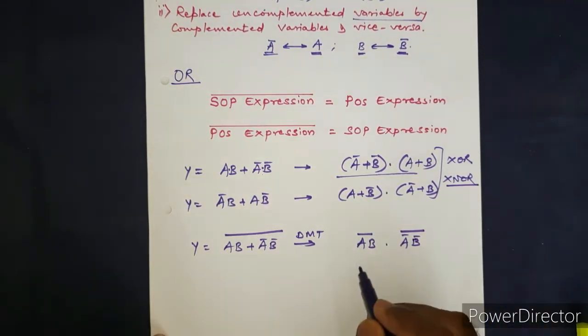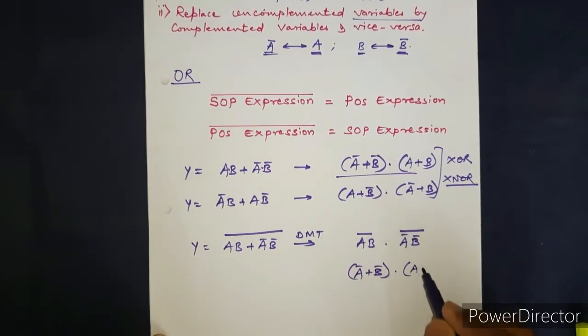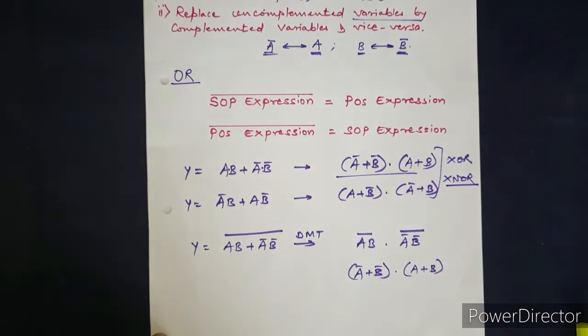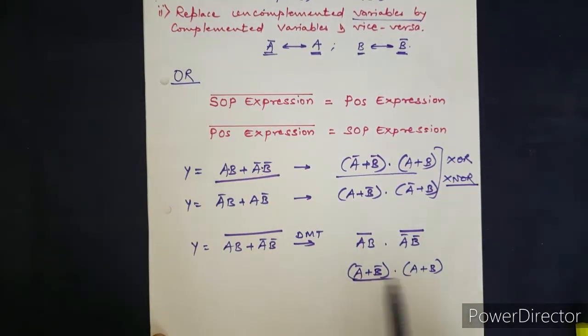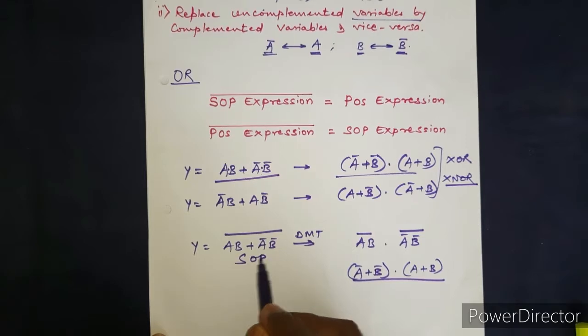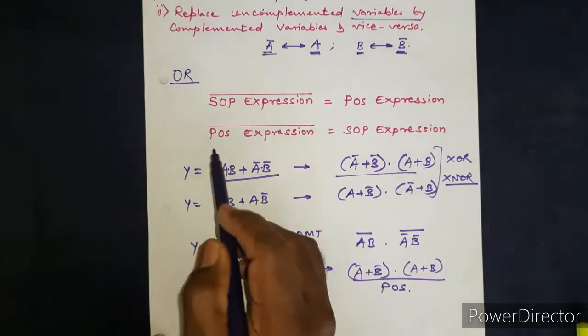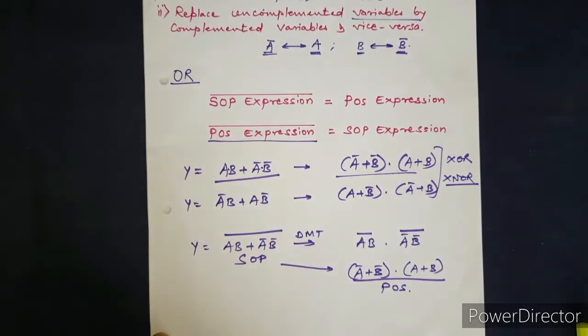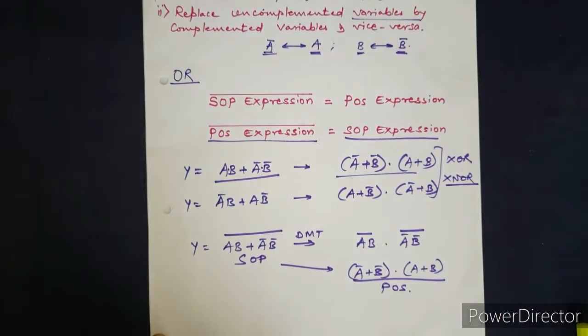Again using De Morgan's theorem, I have A bar plus B bar, dot, as it is, A double bar plus B double bar, which means A plus B. So you can see this equation has been converted to this, SOP to POS. Similarly, you can try this for the POS expression, take the whole bar, and you will get the SOP expression.